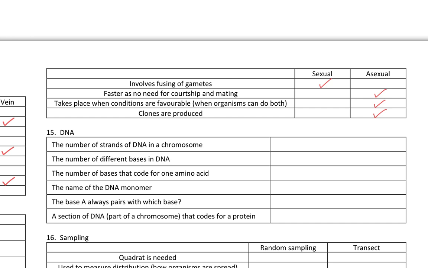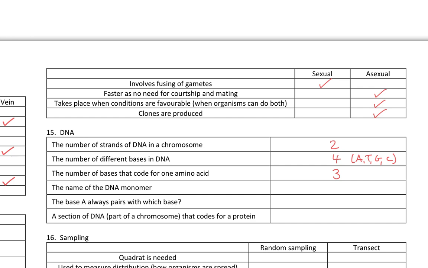DNA next, the number of strands of DNA in a chromosome. There are 2, it's a double helix. The number of different bases in DNA, well, there are 4. There's A, T, G, and C. The number of bases that code for one amino acid, it's 3.